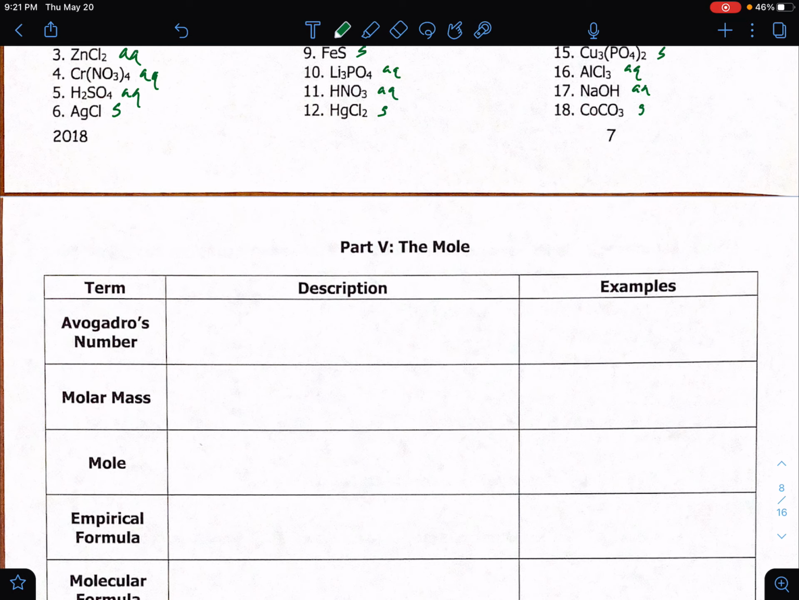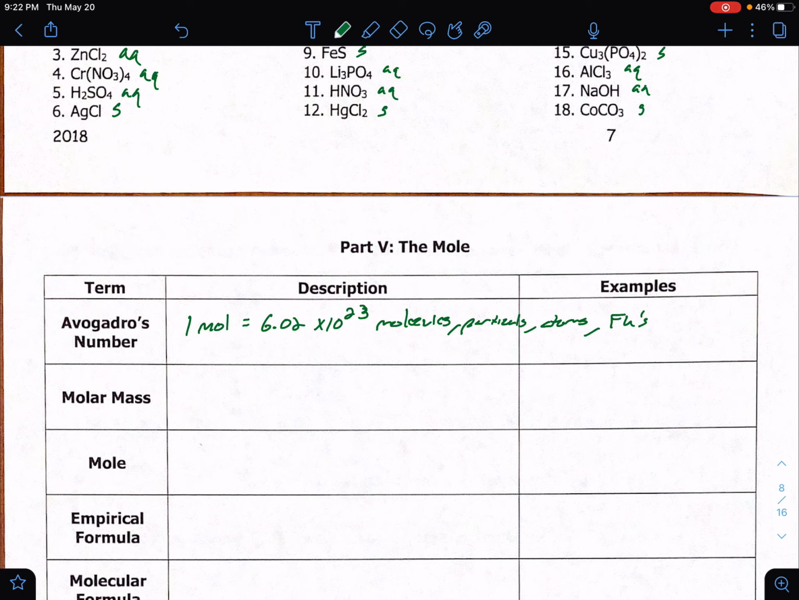Okay, Avogadro's number, so remember this is when you have 1 mole equals 6.02 times 10 to the 23rd molecules, particles, atoms, formula units. Okay, so basically there's multiple kind of definitions or descriptions for that. The big thing is just having this number, 6.02 times 10 to the 23rd.